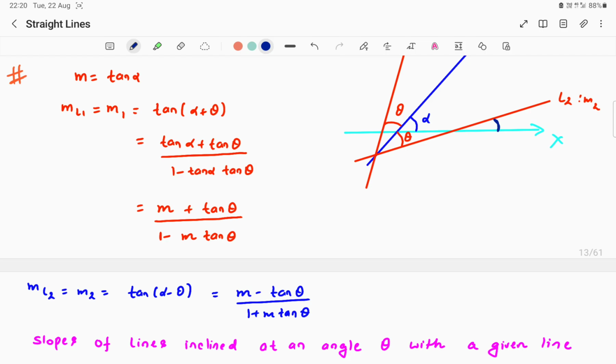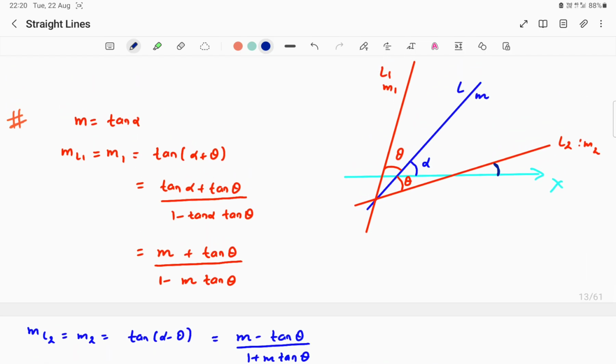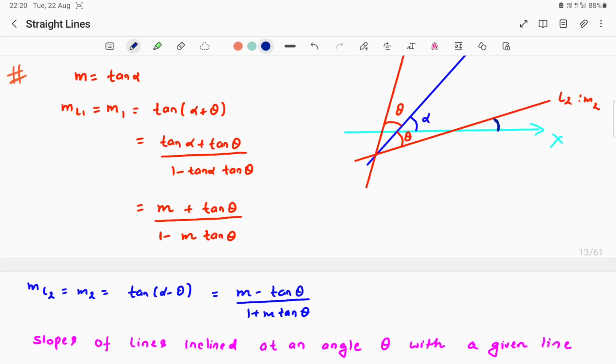What is tan alpha? Tan alpha is the slope of the given line, so we can write m. What is tan theta? Theta, they will give you like 30 degree, 45 degree, 15 degree. So those values you already know, isn't it? So what is the slope of the first line? It is (m plus tan theta) divided by (1 minus m tan theta).